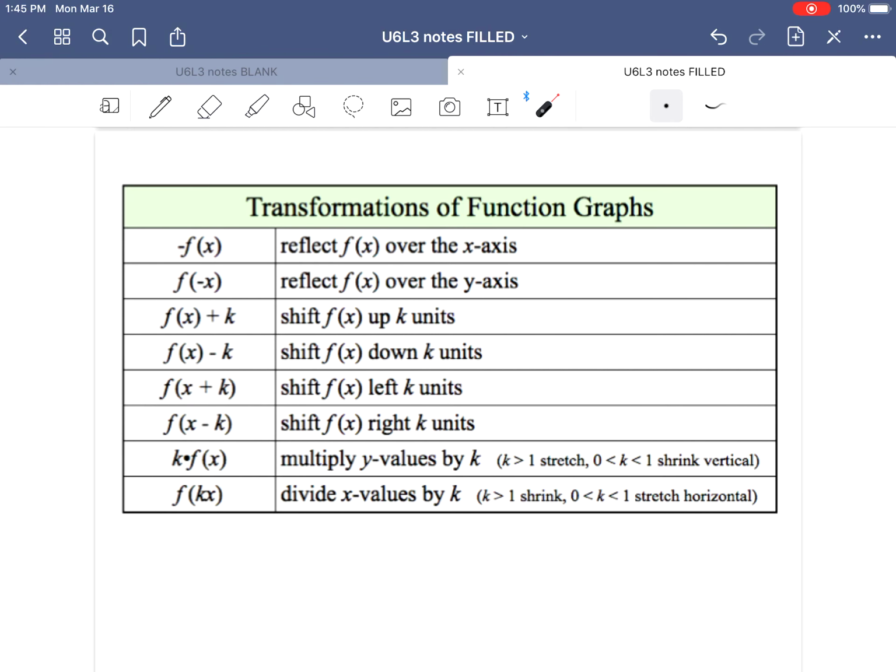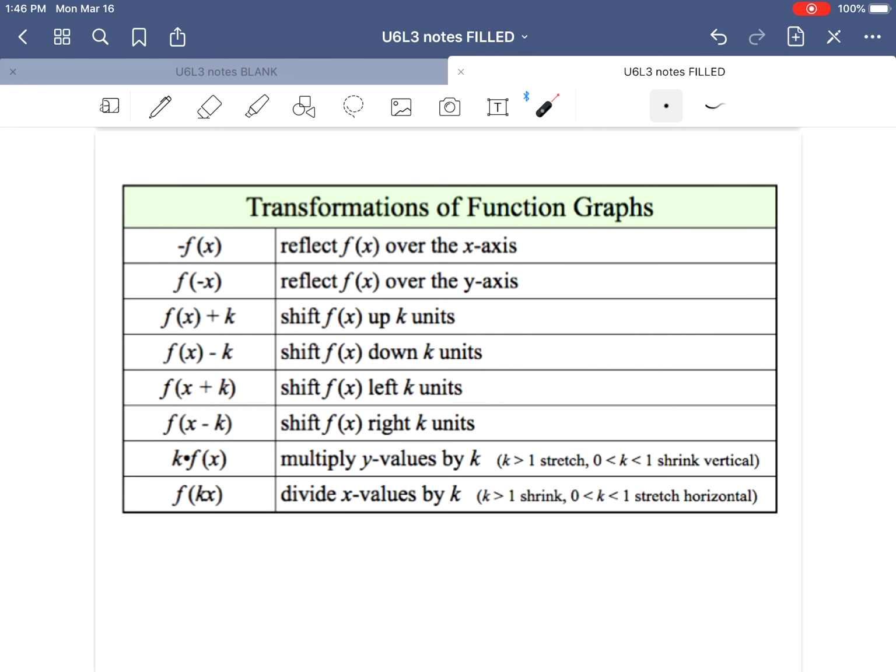Transformations. So this is basically a review from earlier units, right? There's a bunch of stuff we can do graphically just by adjusting the formula. So negative f of x, if you put a negative in front of the whole function, it reflects about the x-axis. If you put a negative just in front of the x in the formula, that will reflect the graph over the y-axis. Okay? Adding at the end of the formula, or adding something to the whole thing, that's a shift up or down. Adding directly next to x, adding or subtracting, that's going to be a shift left or right.